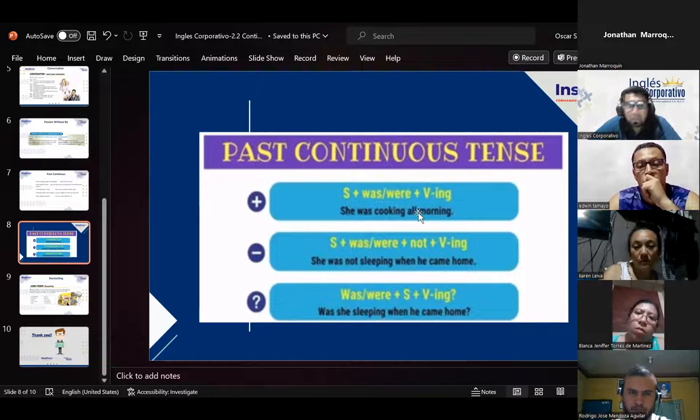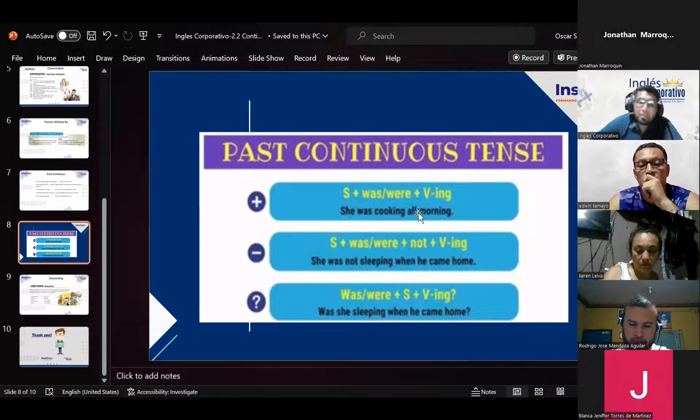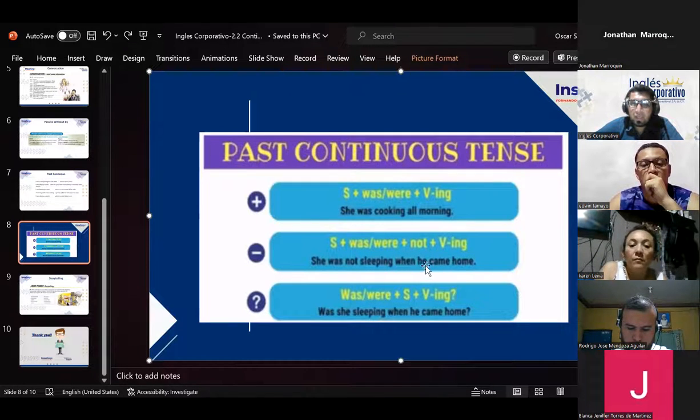So, the next one. For the negative, we're going to use a subject, of course respecting whether it's singular or plural, so we use was or were. Then we use not, and then the verb plus ing, and the complement at the end. Here the complement is a little bit longer: when he came home. Now, the sentence itself is: she was not sleeping when he came home.